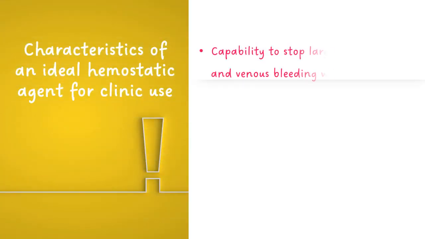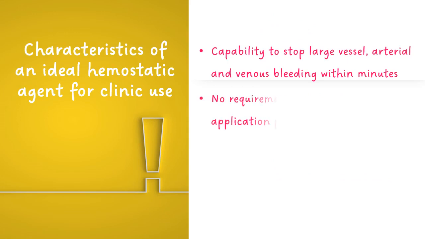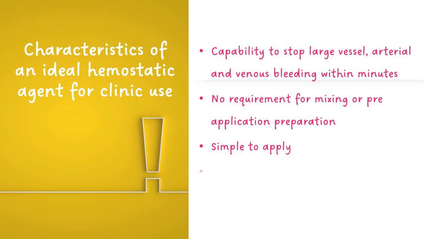After the selection of the ideal agents, let's see its characteristics. It should have the capability to stop large vessel, arterial, and venous bleeding within minutes of its application, when applied to an actively bleeding wound through a pool of blood. There should be no requirement for mixing or pre-application preparation. It should have simplicity of application, be lightweight and durable, and have a long shelf life in extreme environments. And as already said in the previous slide, it should be safe to use with no risk of injury or tissue toxicity or the transmission of infection.